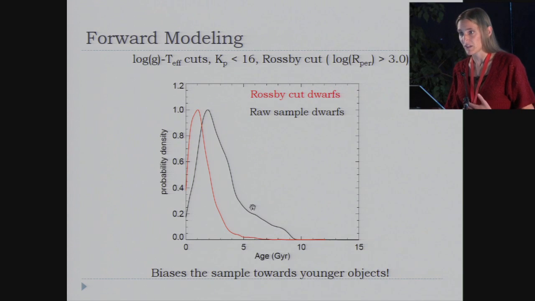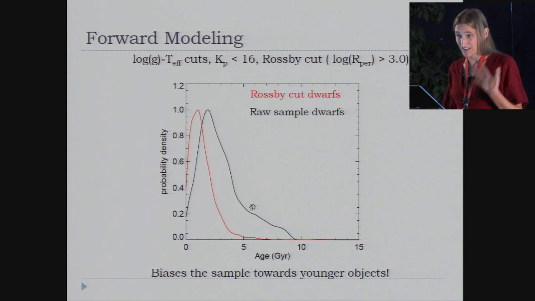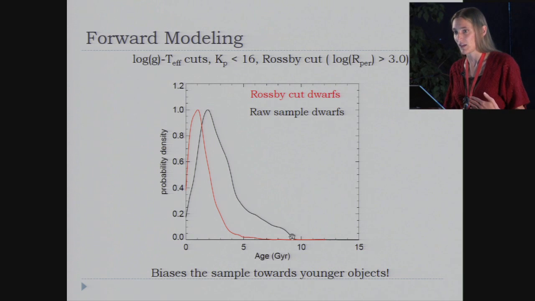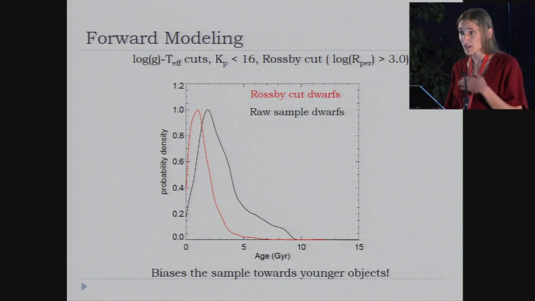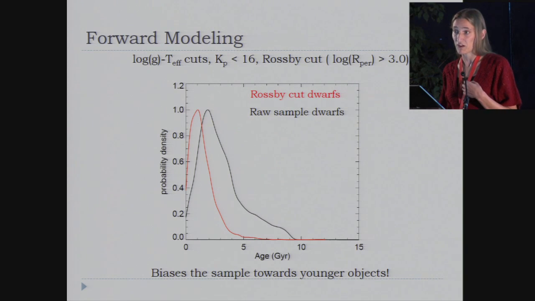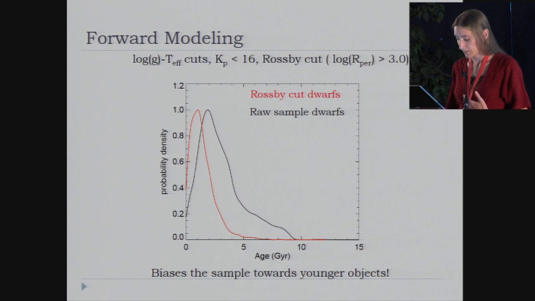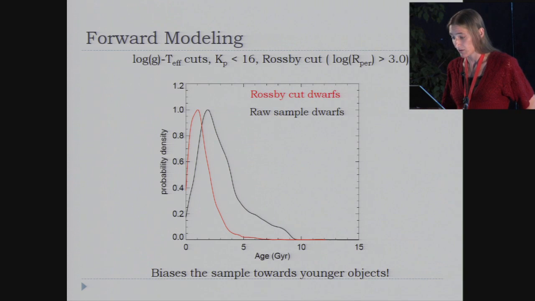In the raw sample that doesn't have this amplitude, this detectability cut, you see that you will detect things all the way out to 10 gigayears. But as soon as you start saying, I can't detect things below a certain threshold, all of a sudden you're only able to see things that are 5 gigayears old or younger. And it has nothing to do necessarily with the fact that those objects don't exist in the field. It just has to do with the fact that you can't detect them. They're invisible to you as far as you're concerned.